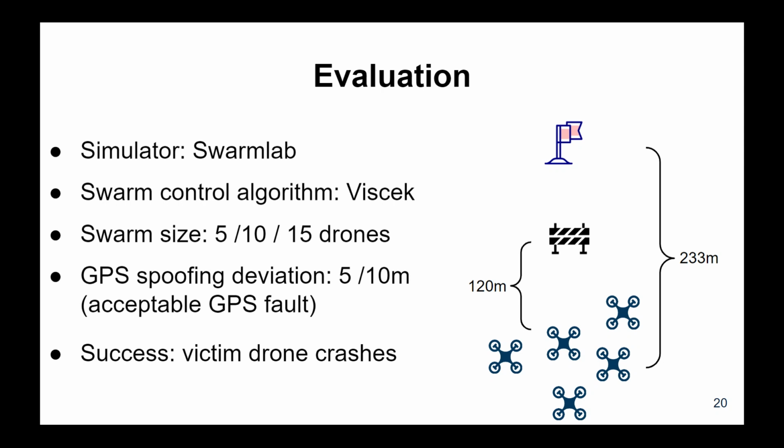And for the GPS spoofing deviation, we consider it to be 5 and 10 meters. This is within the acceptable GPS fault. If we choose a larger deviation, the GPS spoofing detector will raise an alarm. As for the success rate metric, we consider an SVP to be successfully found if and only if the victim drone crashes into the unpacked vehicle obstacle under GPS spoofing.